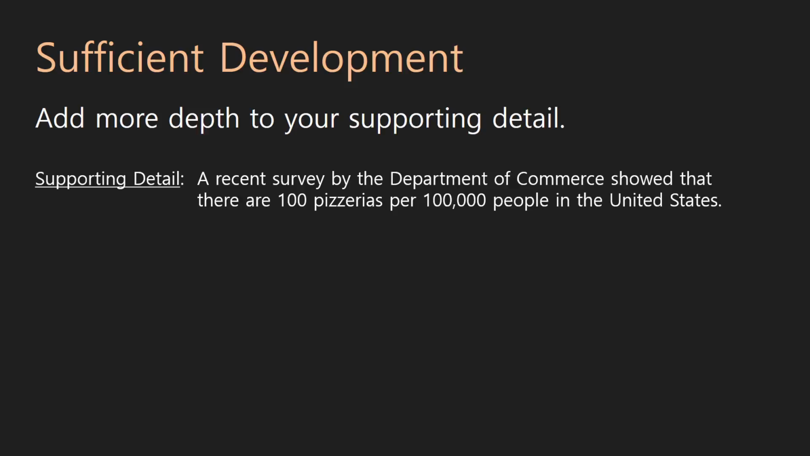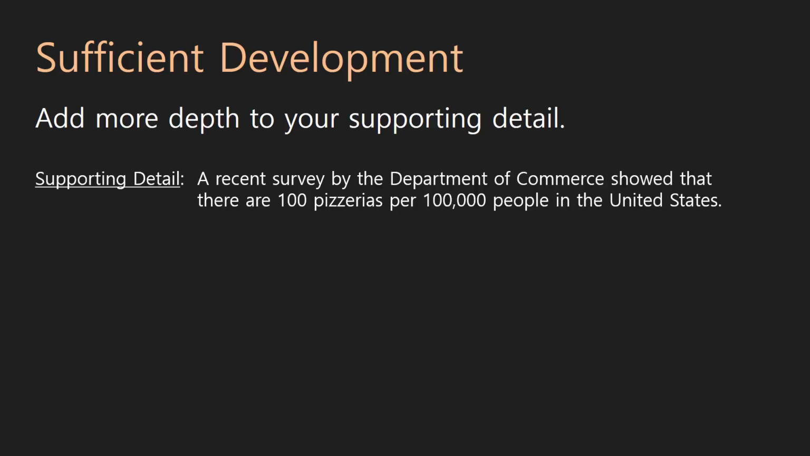First of all, here's a sample supporting detail. A recent survey by the Department of Commerce showed that there are 100 pizzerias per 100,000 people in the United States. This could be a supporting detail for a topic sentence about how convenient pizza is.